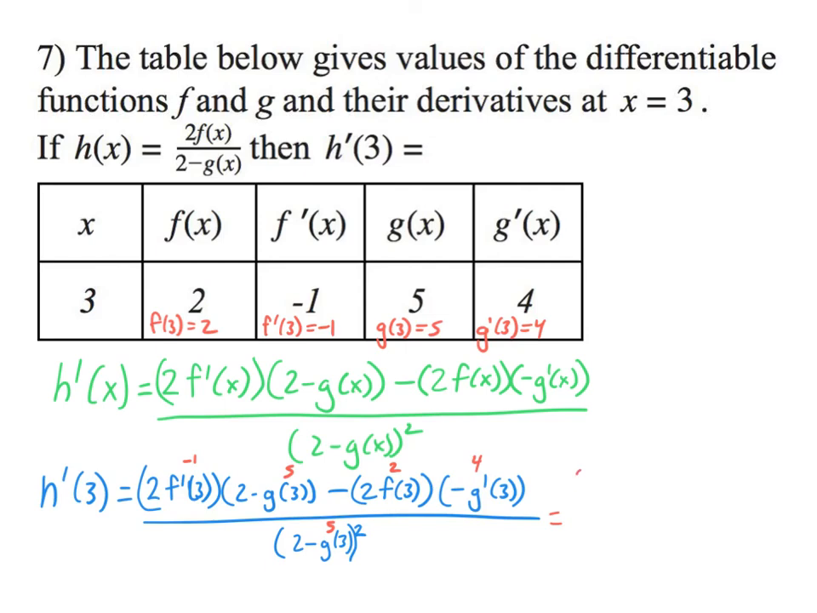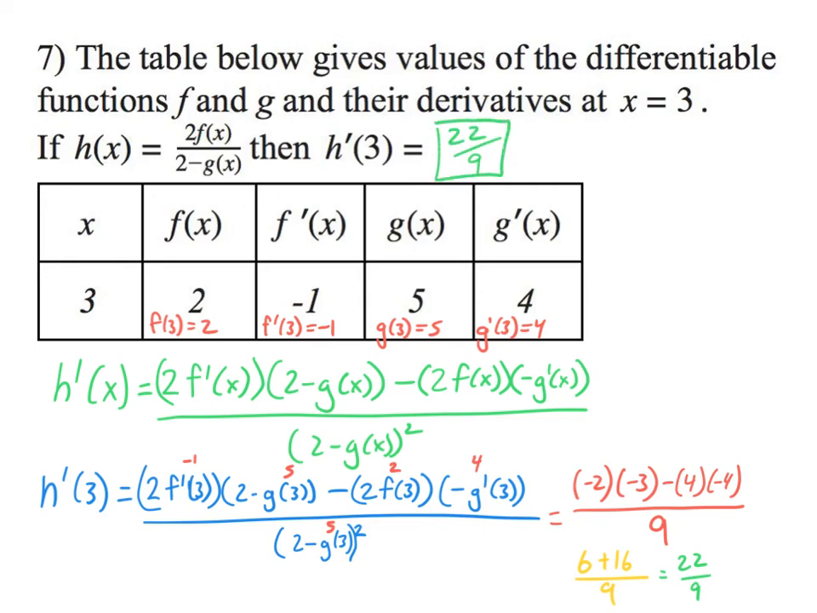So let's see what we get. We get 2 times negative 1, which is negative 2. 2 minus 5, which is negative 3. We have 2 times 2, which is 4, and a negative 4. All over negative 3 squared, which would be 9. So let's take the next step. That would be positive 6 plus 16, all over 9. 6 plus 16 is 22. That'd be over 9. So my answer to this would be 22 over 9, which is the slope of h at 3.